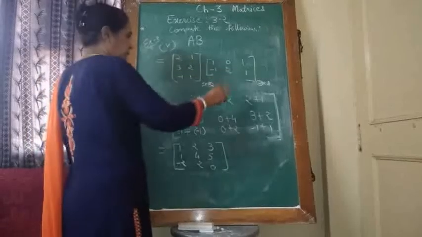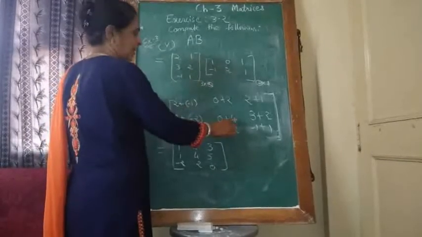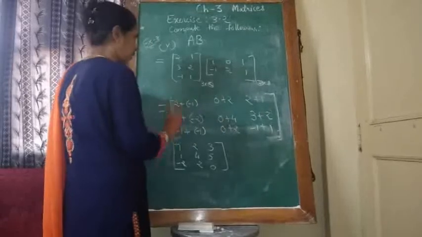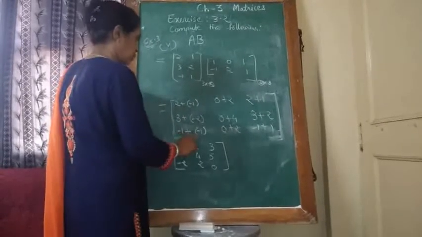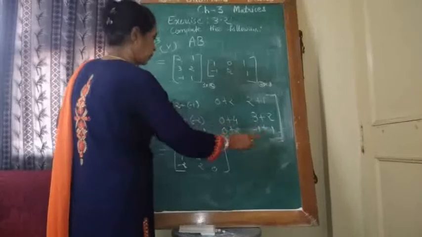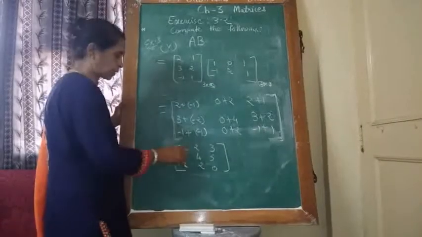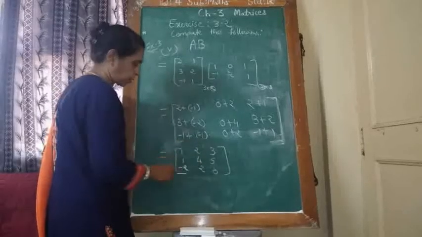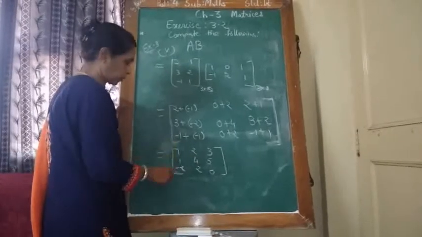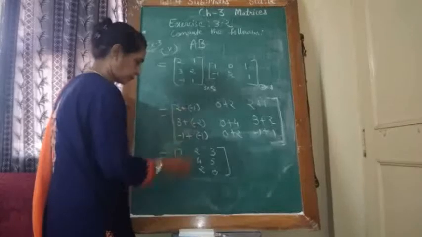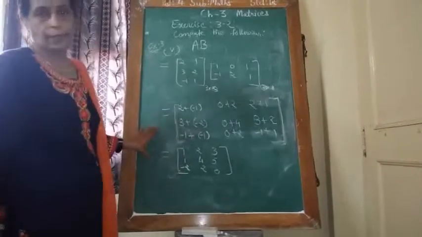Second row, second column. Yes, I have written 4, 0, 4. 3 plus 2, right? Minus 1. Minus 1, 0, 2, minus 1, 1. So this way you have to check again, okay? If you have made a little mistake then your whole example becomes wrong. So be careful. Yes, correct now. This is the final.